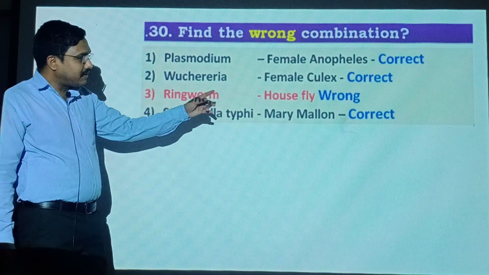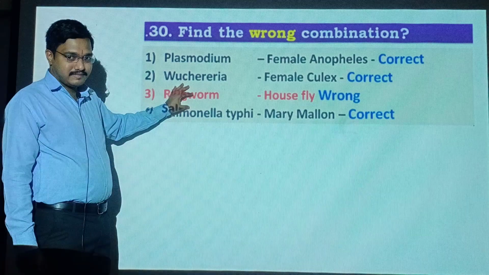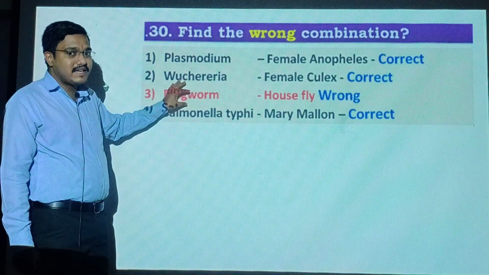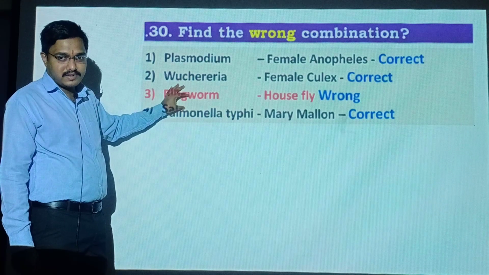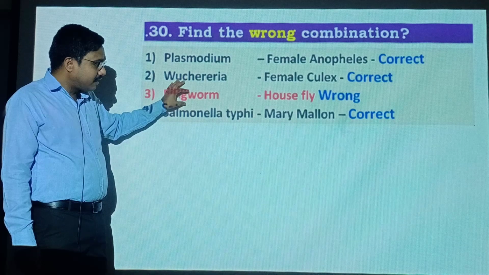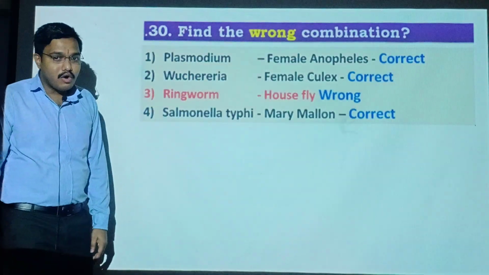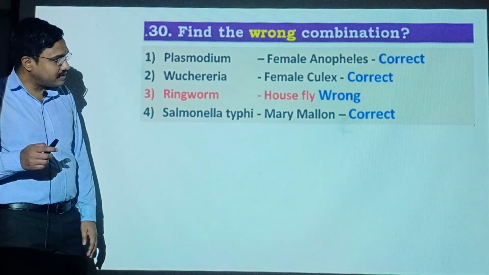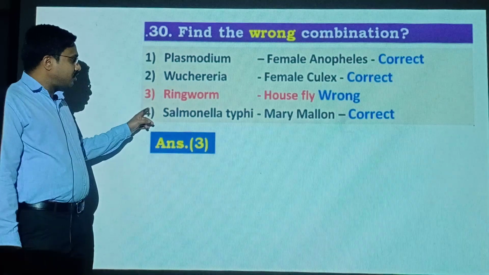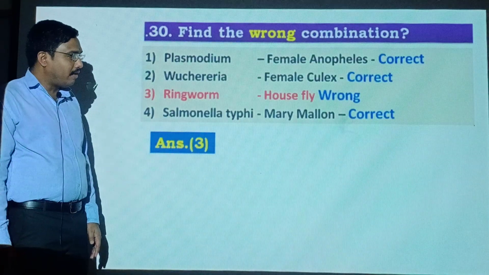Right? Housefly is not responsible for spread of ringworm. Actually, ringworm is spread by skin to skin touch or skin to skin contact. So here ringworm and housefly, they are wrong combinations. Therefore right answer is option 3. If we go for option 4, Salmonella typhi, Mary Mallon.